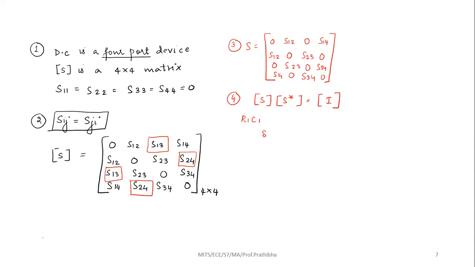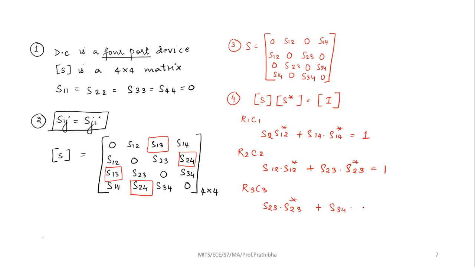I will get an equation like S12 into S12 conjugate plus S14 into S14 conjugate. You can check if you're getting the same thing. Then we will do for R2C2. So you will get S12 into S12 conjugate plus S23 into S23 conjugate is equal to 1. And similarly, you will get for R3C3, that is S23 into S23 conjugate plus S34 into S34 conjugate is equal to 1. And similarly, we'll get for R4C4, that is S14 into S14 conjugate plus S34 into S34 conjugate is equal to 1.